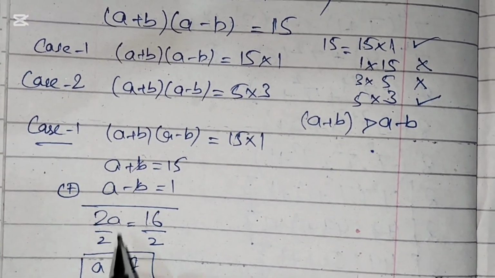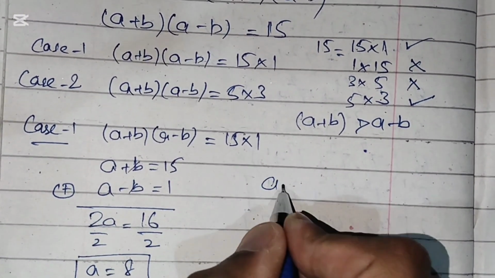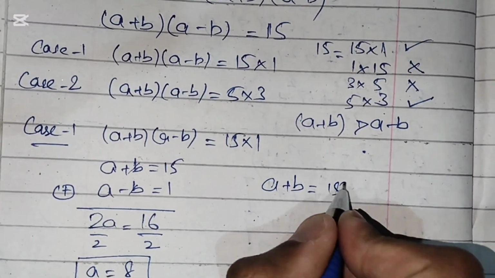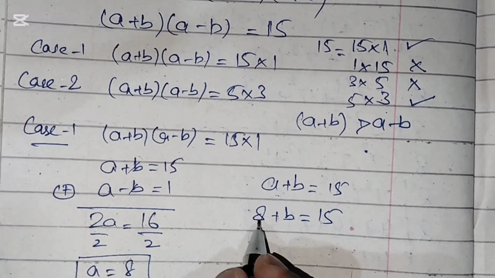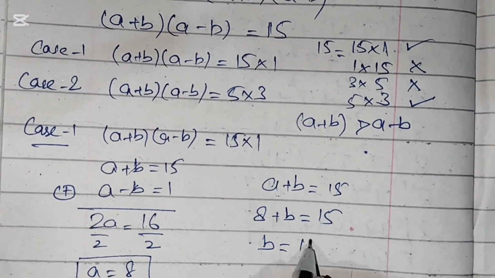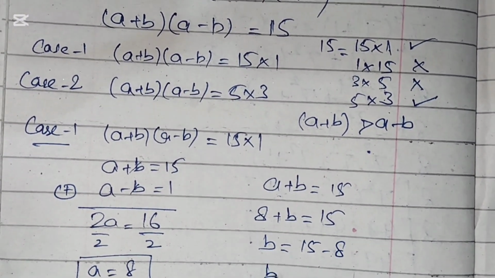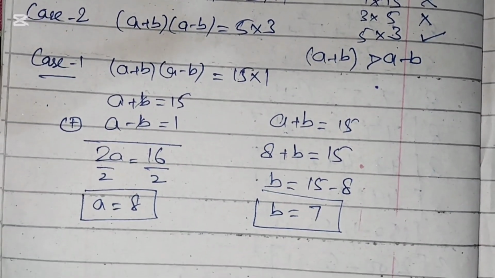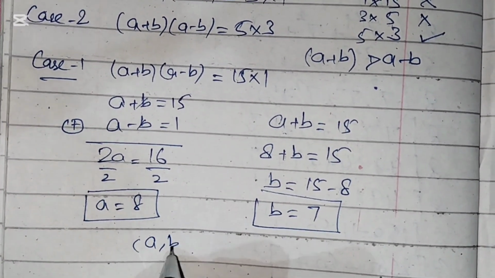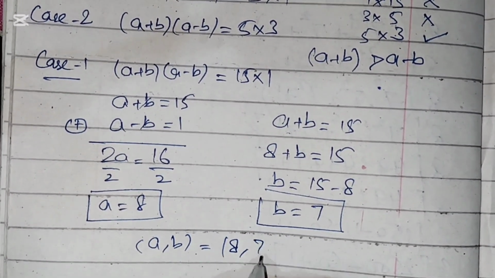We will put this value of a in the first equation. a plus b equals 15. a is 8, so 8 plus b equals 15. Subtracting 8 on both sides, b equals 15 minus 8, b equals 7. So for the first case, the value of a, b is 8, 7.